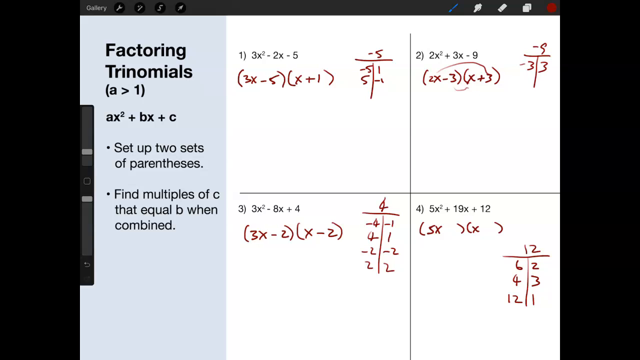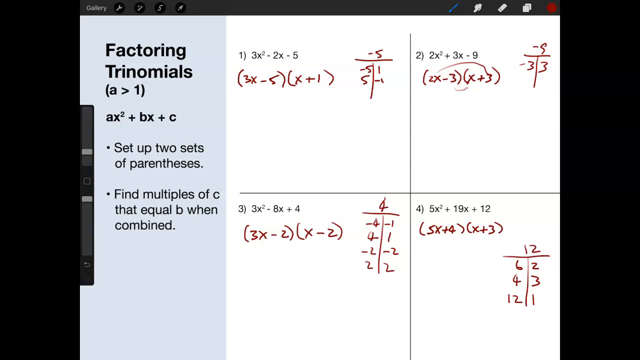And with a little bit of experimentation, if we did 5x times 6, that would give us 30. That would not work. 5x and 2 on the outside and x and 6 on the inside would give us 16. Close, but not quite what we're looking for. 5x and 3 on the outside and 4 on the inside would give us the 19 that we're looking for. So we're going to write 5x plus 4 and x plus 3. And that would be the solution for this particular factoring problem.